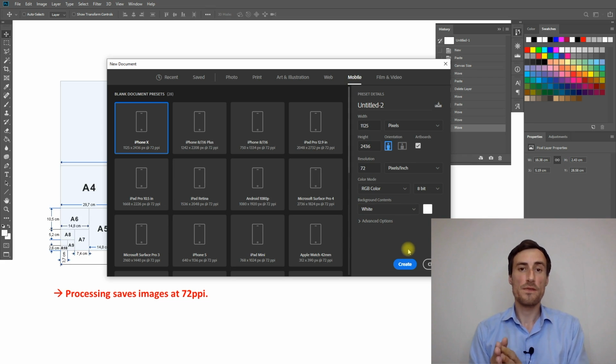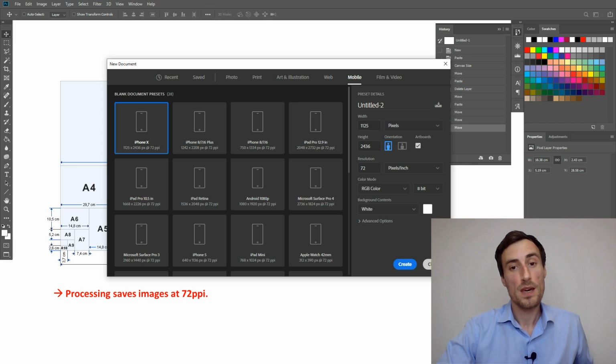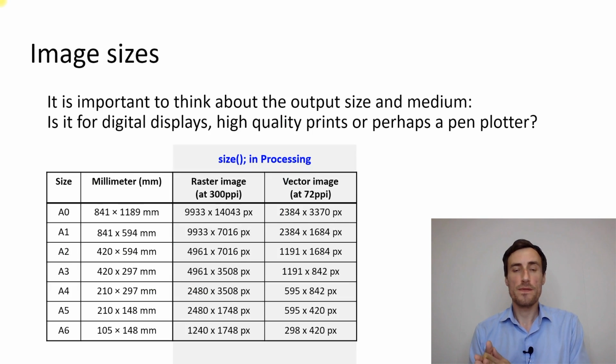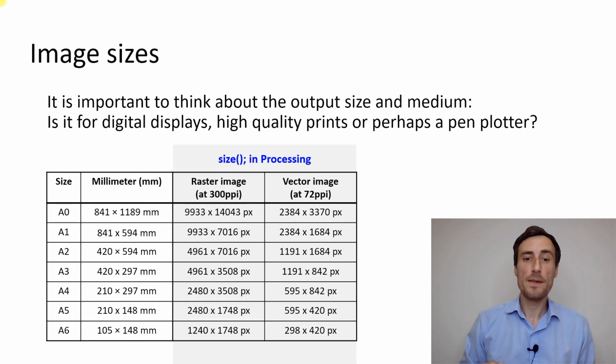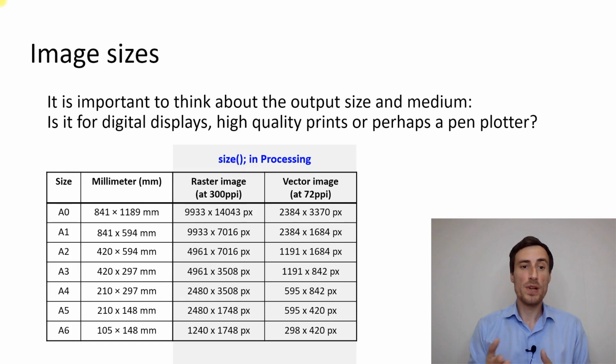Although there is, of course, a difference. Some screens have 96 ppi, some others have 144 or even more, like the Retina displays, so the density of pixels is much higher. But Processing always exports at 72 ppi. Now, the problem is, if Processing exports only at 72 ppi, but we need raster images at 300 ppi for printing, we also need to calculate this case a bit.